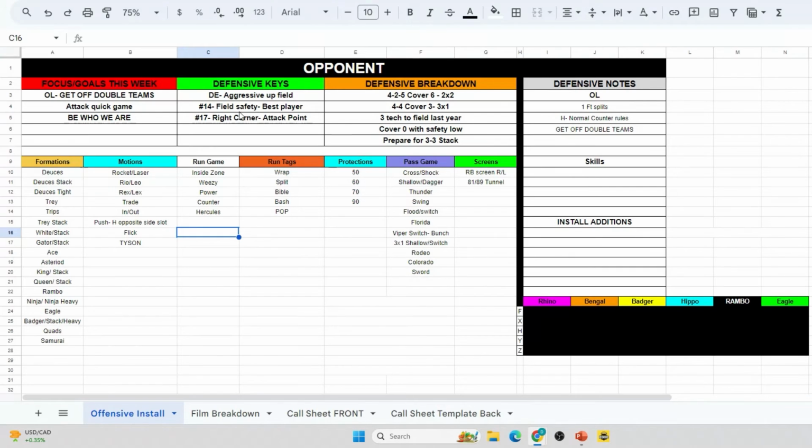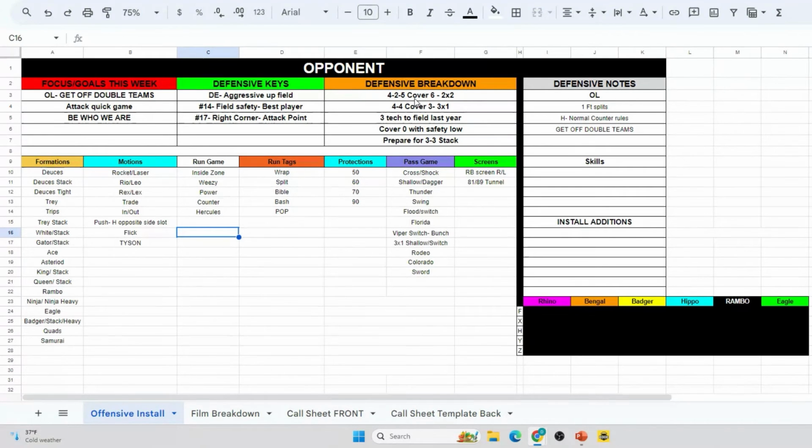So I like to have the best player and also our attack point on this page as well in this section. So if number 14 is their best player, number 17 is the player that we're going to try and attack. So the right corner, he's going to be our attack point. He's the one I want to get my best route runner on. And I want to make sure that we're game planning towards the weakness and we're really attacking him throughout the game and really finding him just in case he's not at right corner. We need to be able to flip just in case he is at left corner.